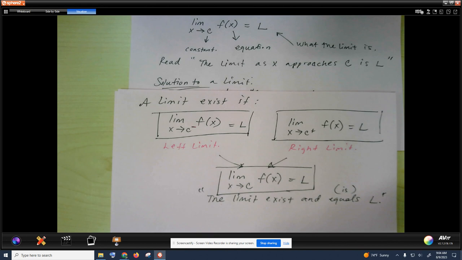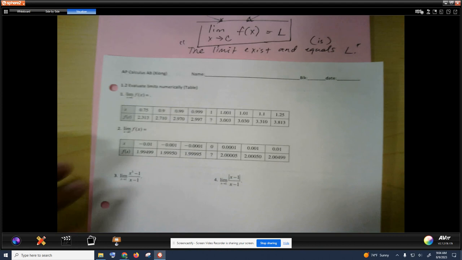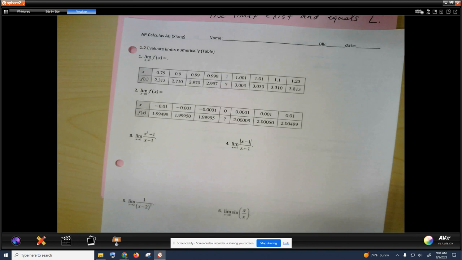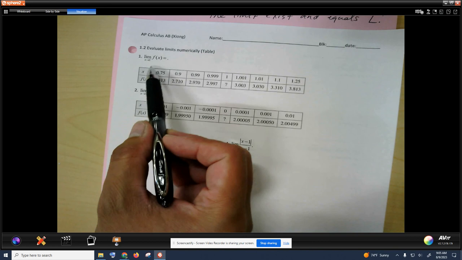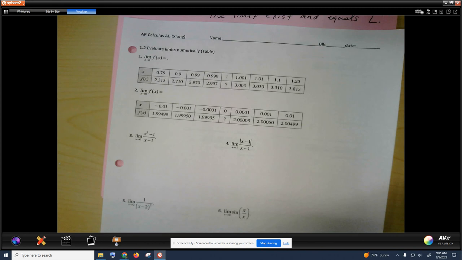So we're going to use a table. And to demonstrate this, this is just your notes. So whatever we get done, we'll just put it into our binder. But I have a table. And the question is, what is the limit as x approaches 1 of this function, which is given as a table?